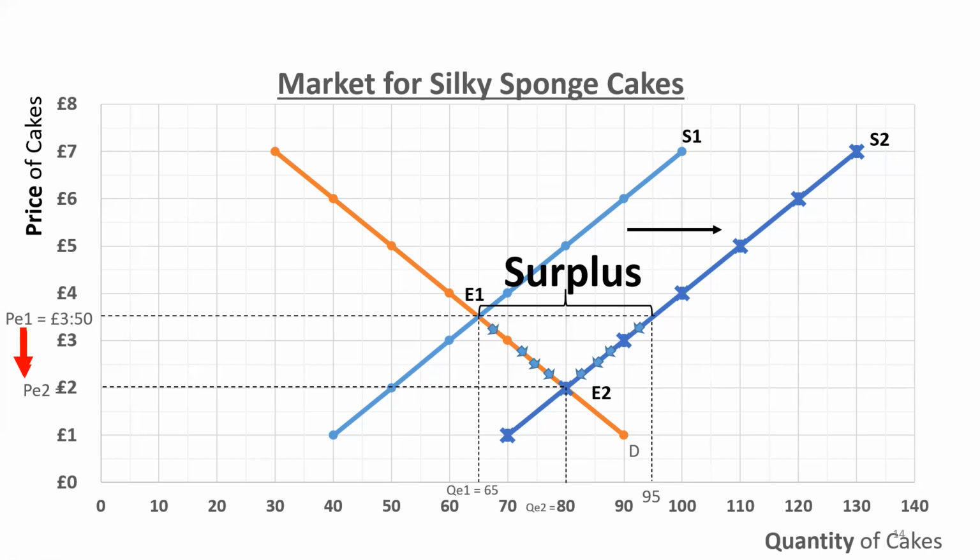And then at £2, the quantity supplied is 80, the quantity demanded is 80, and the market is back in equilibrium. So the next time they go to market, the sellers are bringing 80 cakes, the buyers are buying 80 cakes at £2, and equilibrium has been restored.